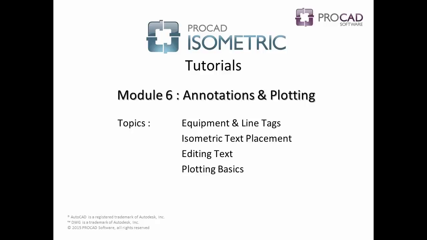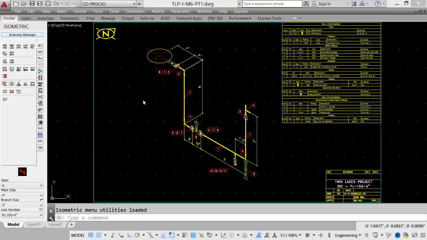Module 6, Annotations and Plotting, covers the following topics: equipment and line tags, isometric text placement, editing text, and plotting basics. We'll take a look at our first topic, equipment and line tags. Once the isometric is complete with bill of materials and dimensions, we can now add the annotations to the drawing.